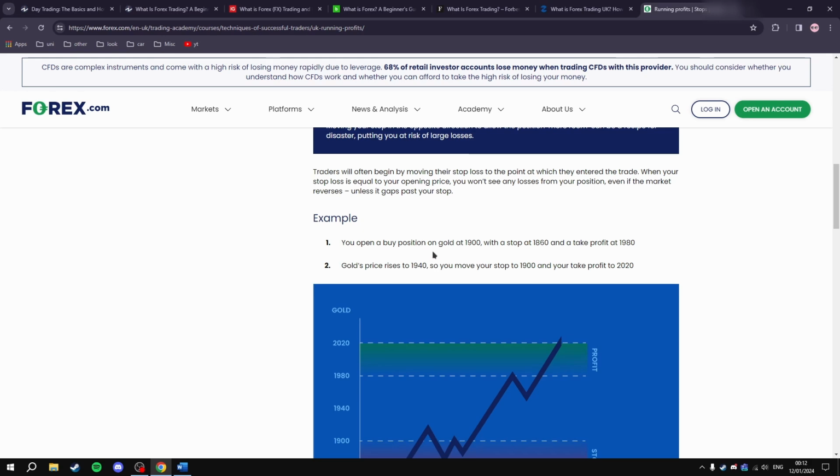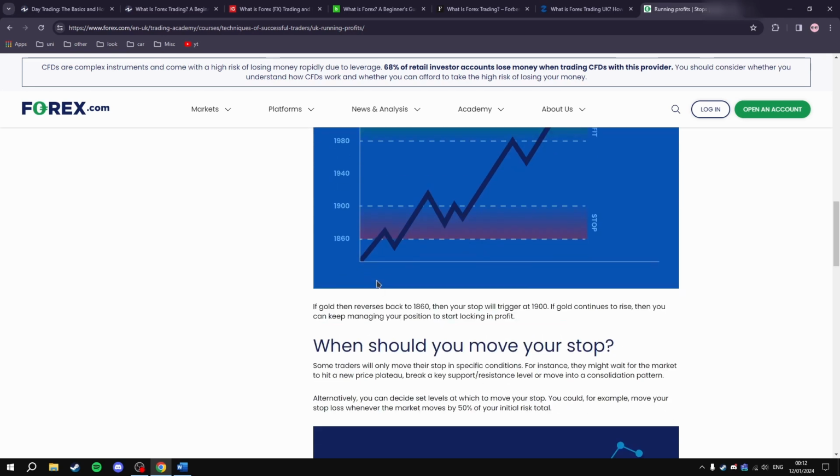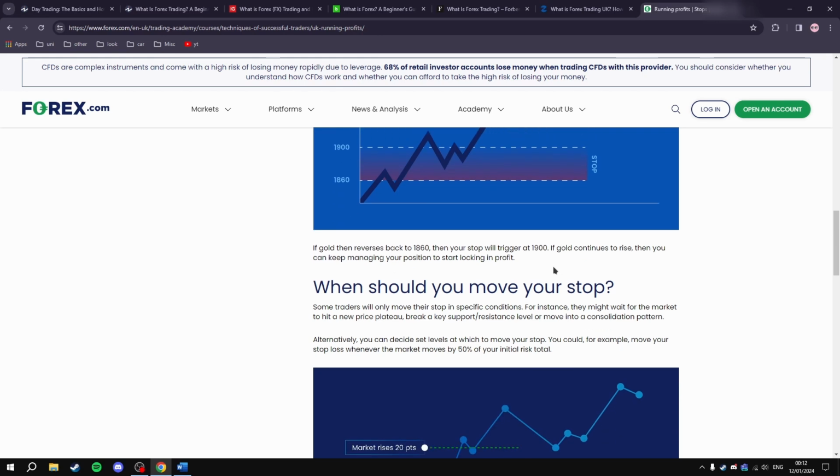Example: you open a buy position on gold at 1,900 with a stop at 1,860 and a take profit at 1,980. Gold's price rises to 1,940, so you move your stop to 1,900 and your take profit to 2,020. If gold reverses back to 1,900, then your stop will trigger at 1,900. If gold continues to rise, then you could keep managing your position to start locking in profits.